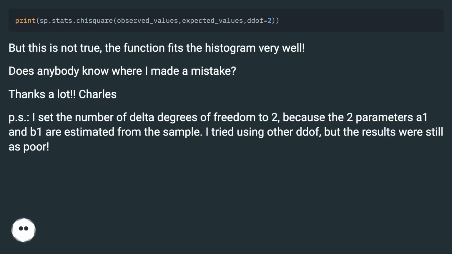Thanks a lot, Charles. P.S. I set the number of delta degrees of freedom to 2, because the two parameters a1 and b1 are estimated from the sample. I tried using other DOF, but the results were still as poor.